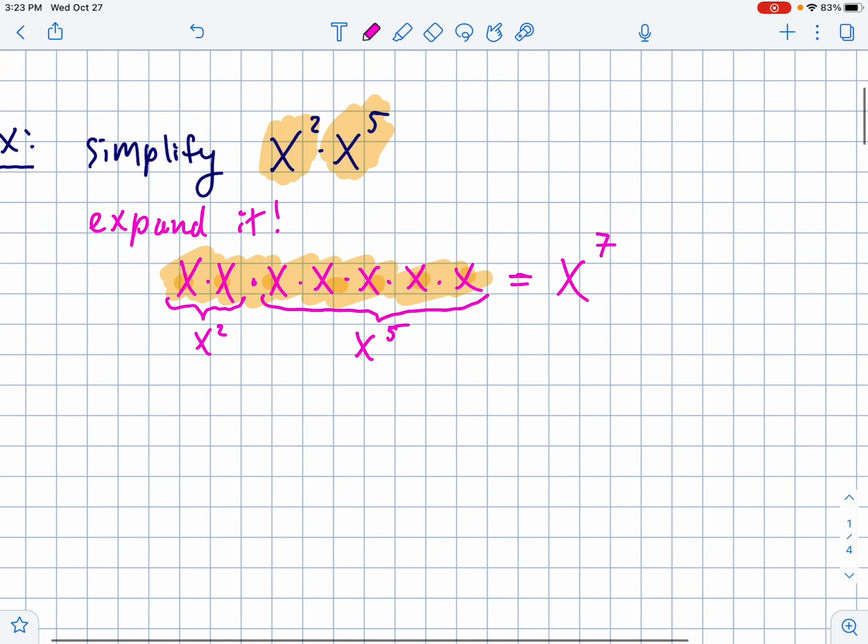Now, look at what happened. What happened with the 2 and the 5? The 2 and the 5 got added together to get x to the 7th. So this expanding method is kind of what I want you guys to do if you get stuck or if you need to clarify or figure out if you got the right answer. But this one is definitely x to the 7th.